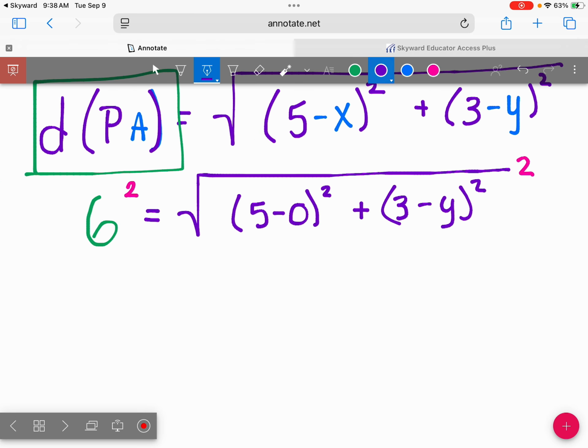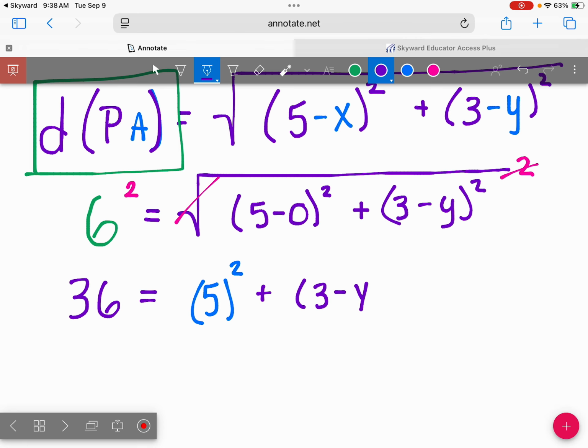root. That's going to give me that a 36 equals our square, no square root. Square root cancels out. We've got our 5 minus 0. That's just going to give us our 5 squared. But you can write it as our 5 squared, or you can multiply that out right there. And then we're also going to have our 3 minus y squared.